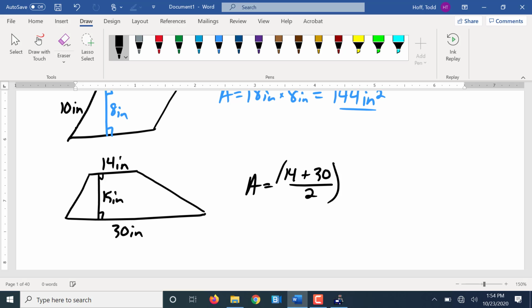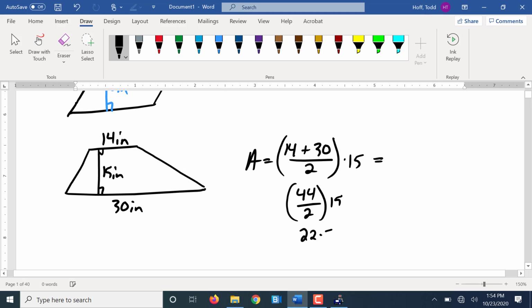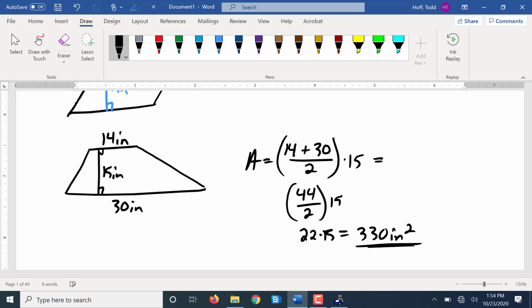You add the two bases together and divide it by 2, and then multiply by the height. So 14 and 30 add to 44. So you got 22 times 15, perfect. So 330, and of course these are in inches, so that is inches squared.